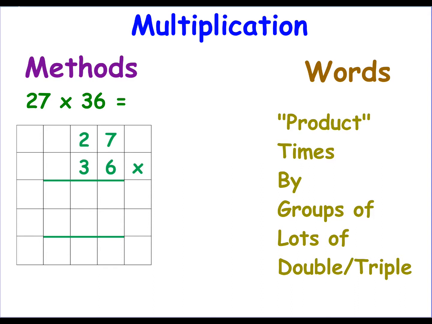Other words you will have come across are times, so 27 times 36, by, so a piece of flooring might be 27 by 36, groups of, so 27 groups of 36, lots of, so 27 lots of 36, or you could do double or triple. The most important word that you will come across on this course that means multiply is of. So 3 of something, a quarter of something. So the word of is something you come across a lot in functional skills that is telling you to multiply. So the word of means multiply.